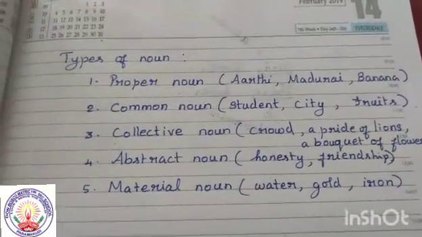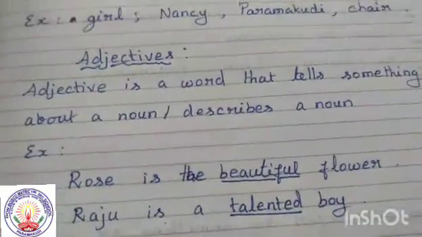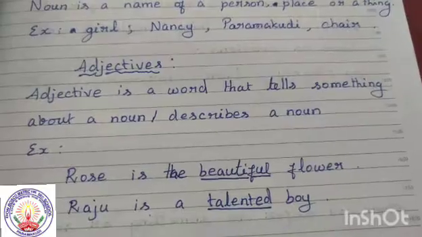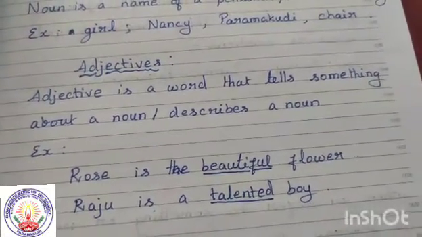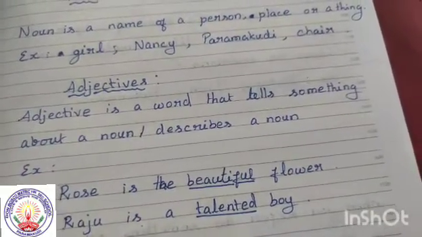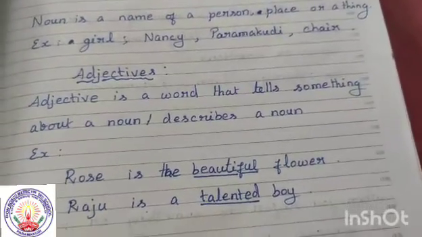Okay, then adjectives. What is adjective? Adjective is a word that tells something about a noun or describes a noun. That means it gives more information about a noun.